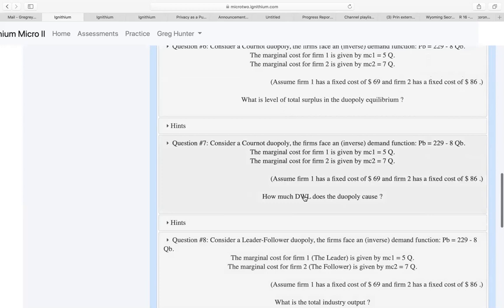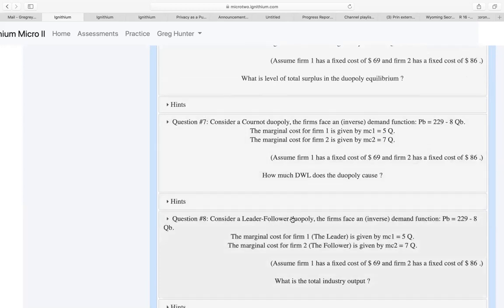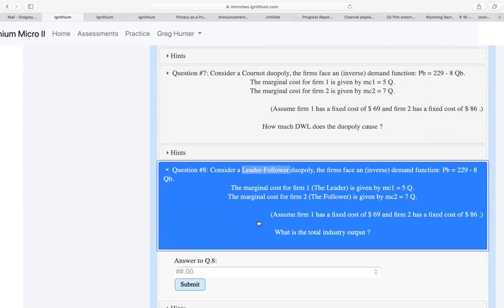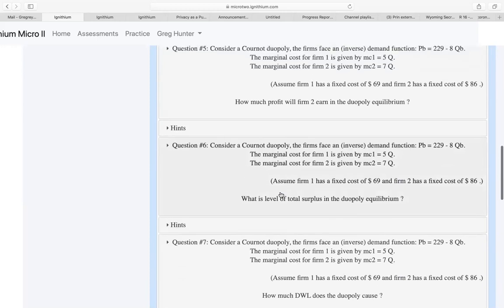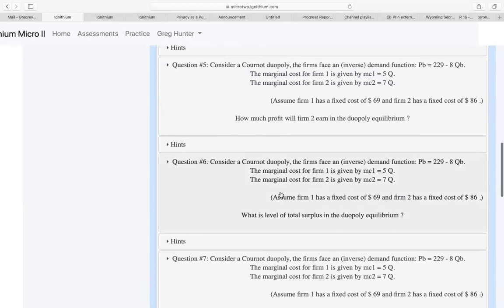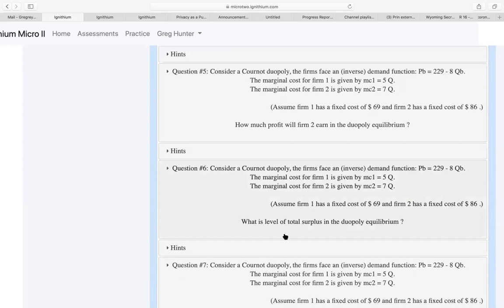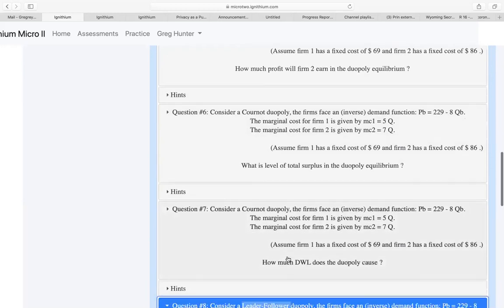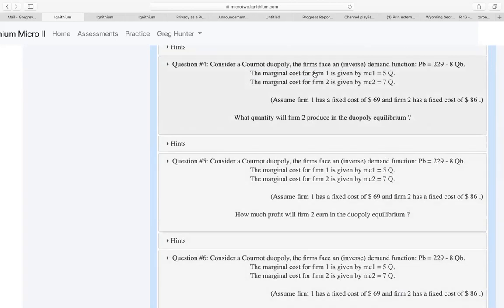Actually, now we're going to switch to the next model, the Stackelberg leader-follower model. So we still have 3 questions, but they're welfare questions. And so let's go ahead and talk about those.